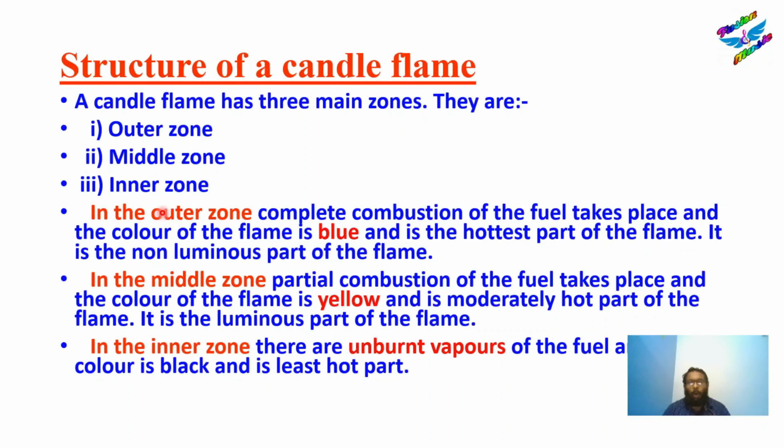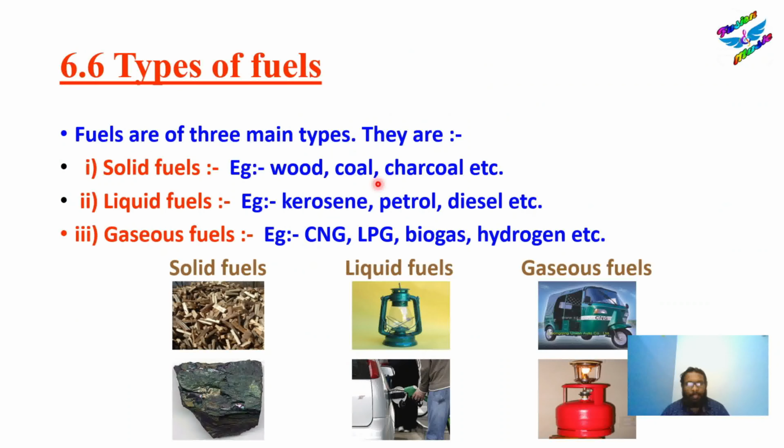Out of these three zones, outer zone, middle zone and inner zone, the inner zone has the minimum temperature, the middle zone has a moderate temperature, and the outer zone has a high temperature. So the outer zone has a higher amount of heat compared to your inner zone. This is the structure of a candle flame.